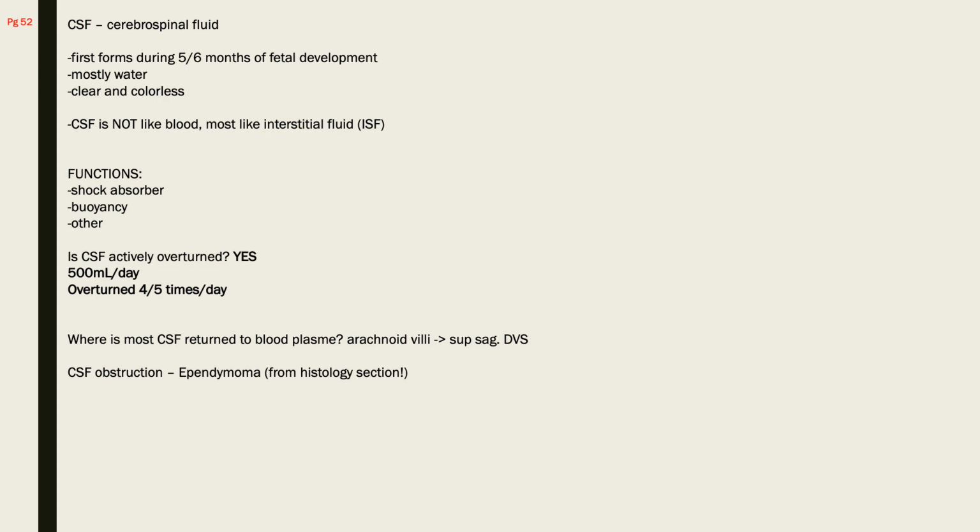Moving to the middle of the page, I don't have it up on my slide, but there's a question that lists how does CSF compare to the following estimates. I'm not going to read through those numbers, but make sure you do know them. And then is CSF actively overturned each day? Definitely know this. The answer is yes. So CSF is something that we are constantly making. So the numbers that go along with that, you're going to want to know as well. We make 500 milliliters per day, and it's overturned 4 to 5 times a day. So be familiar with those numbers.